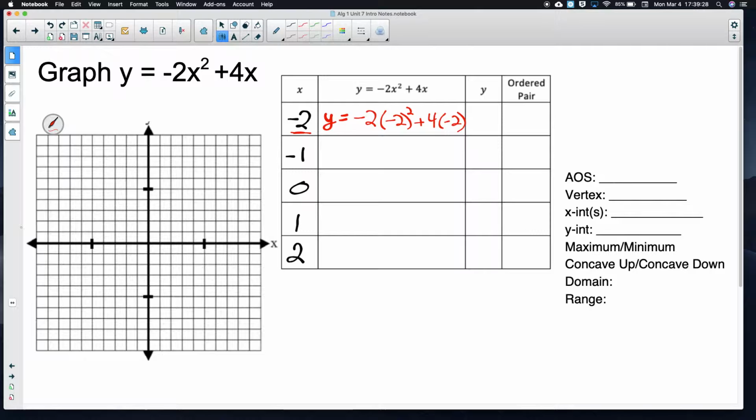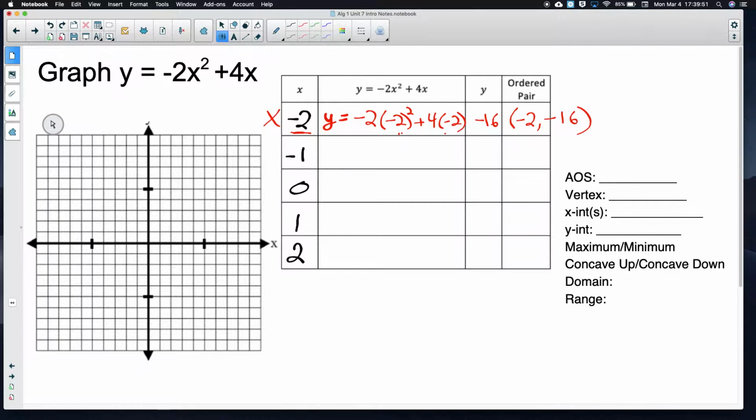So negative 2, right here, negative 2 squared is 4. 4 times negative 2 is negative 8. This 4 times negative 2 is negative 8. So negative 8 plus negative 8 is negative 16. So the ordered pair is (negative 2, negative 16). Well, that's not even on my graph, so that point's not going to help me.